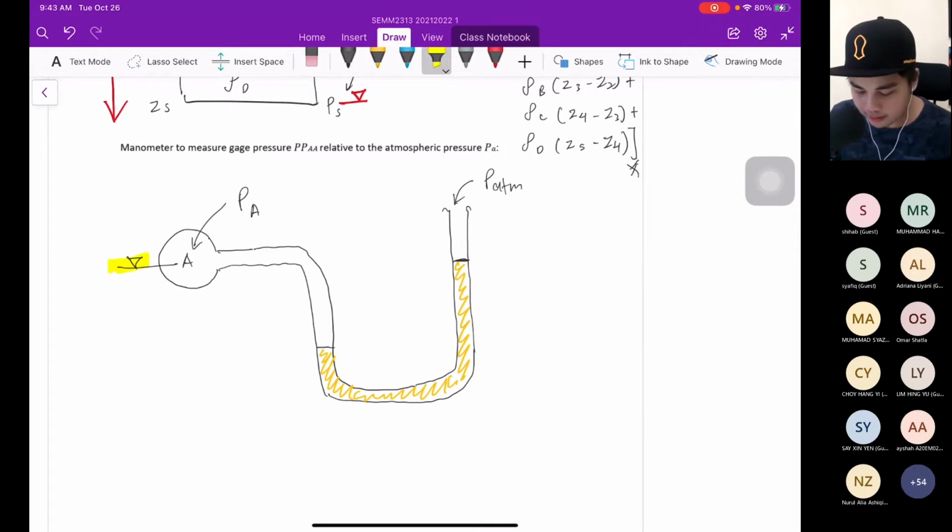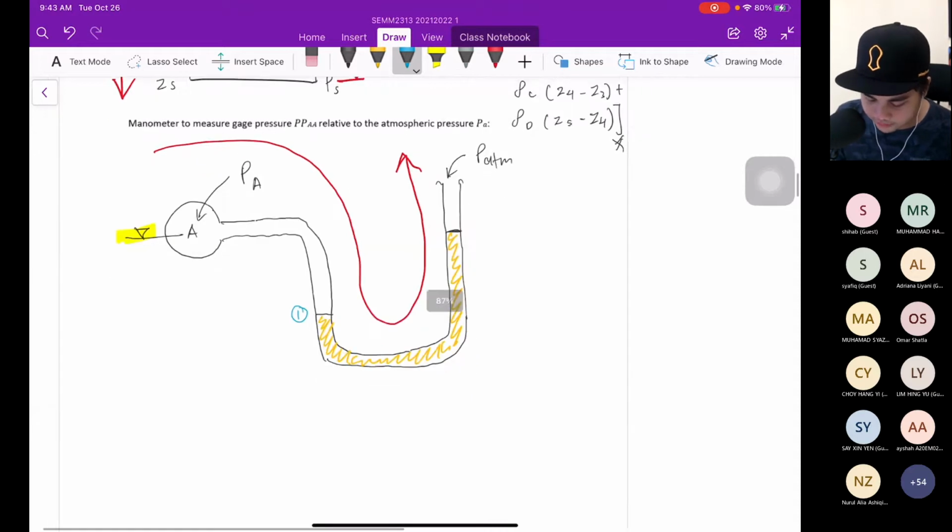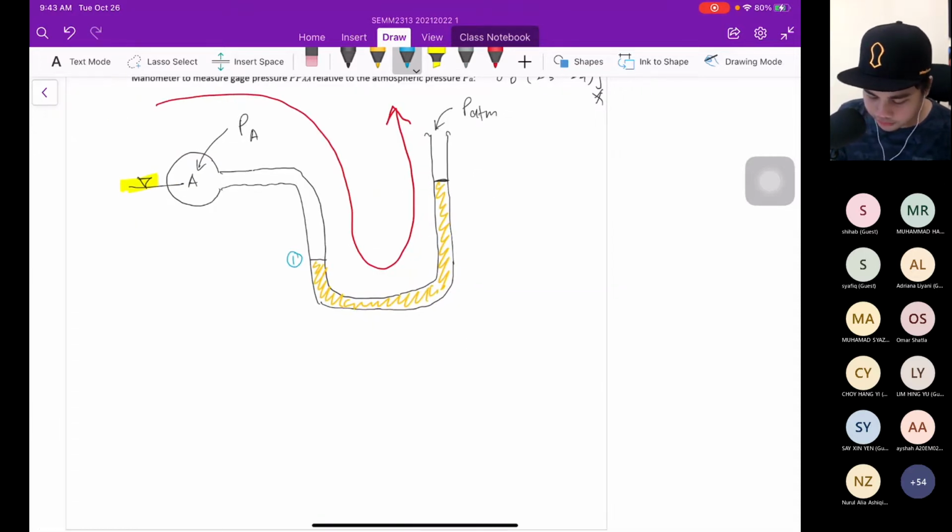After that, make a direction of your calculation. I want to calculate from here, from the left, until here. This is my direction. Okay, the first part, let's put here. This is point 1. So from PA to 1, definitely we have pressure at 1.